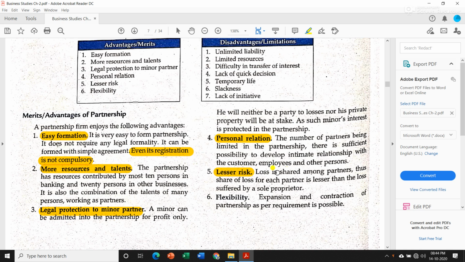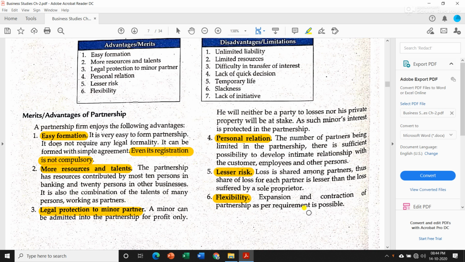Then lesser risk. Loss is shared among partners. Thus, the share of loss for each partner is lesser than the loss suffered by a sole proprietor. In sole proprietorship, we saw that whatever the loss amount is, all has to be borne by the owner because he is the only one. So that is more disadvantageous as compared to partnership, because in partnership all the partners will share the loss among themselves. And then flexibility. Expansion and contraction of partnership as per requirement is possible.